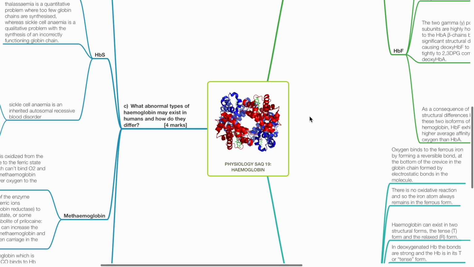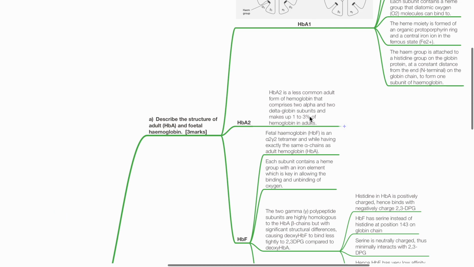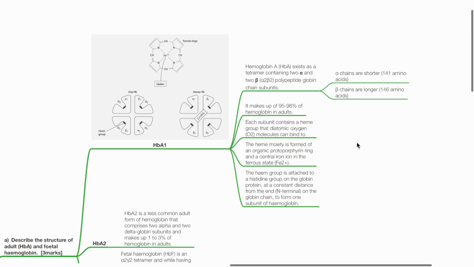Physiology SAQ19 Hemoglobin. A. Describe the structure of adult and fetal hemoglobin. Adult hemoglobin consists of HbA1 and HbA2. HbA1 exists as a tetramer containing 2 alpha and 2 beta polypeptide globin chain subunits, where alpha chains are shorter than beta chains. HbA1 makes up 95 to 98% of hemoglobin in adults.